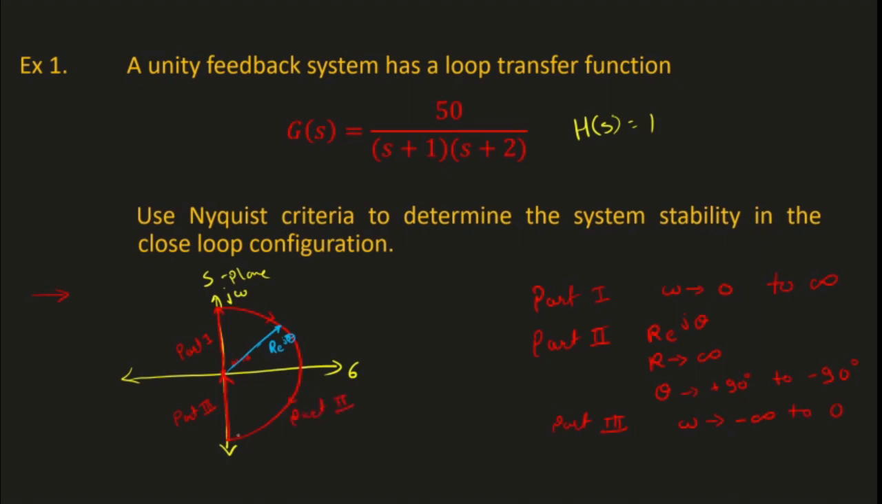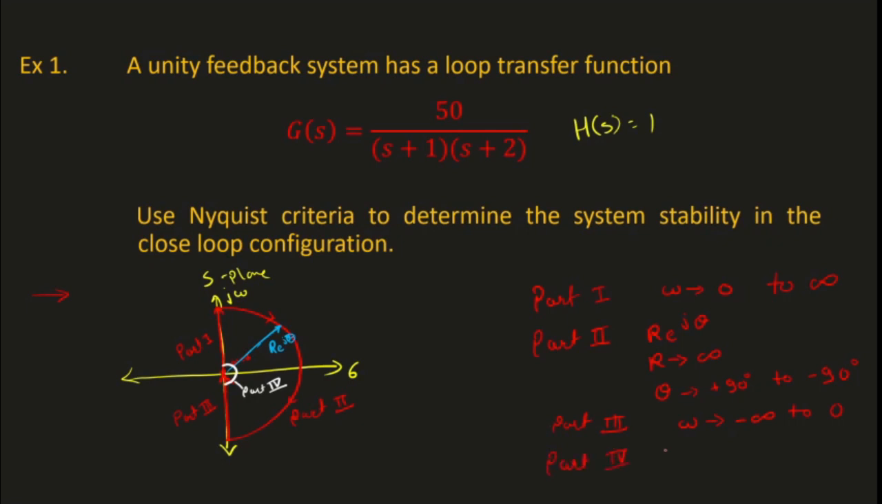So apart from part 1, part 2 and part 3, there is one more part, part 4, which is a very small semicircle near the origin. Part 4 comes particularly for type 1 and type 2 systems, where there is one or multiple poles present at the origin. If there is no pole present at the origin, then this part 4 will not be there in our Nyquist plot.